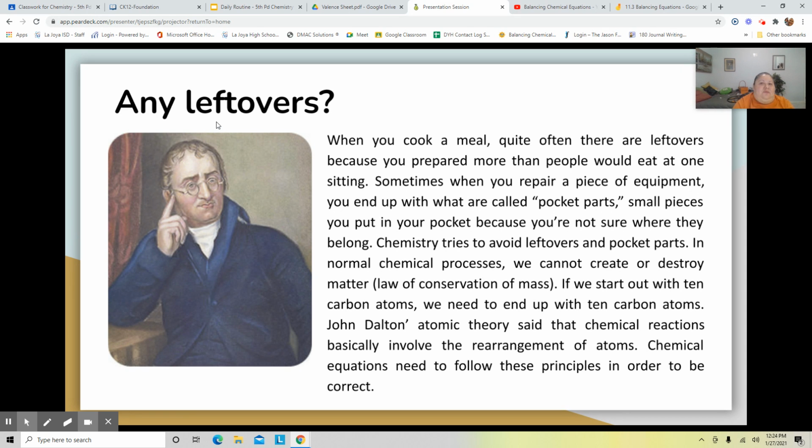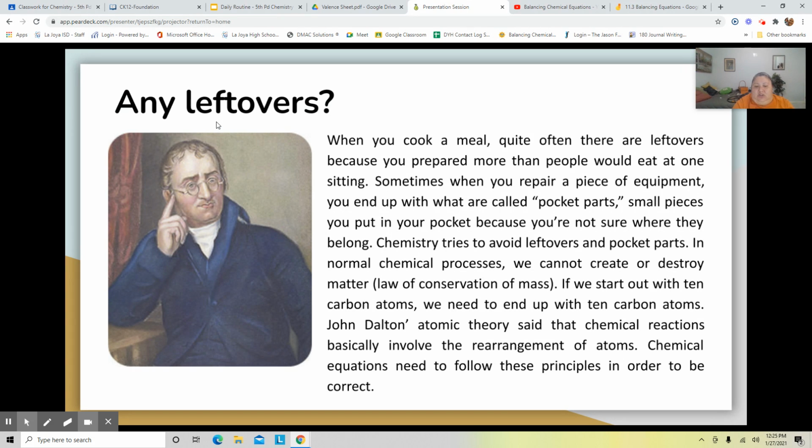First off, why? Well, because of the law of conservation of mass. The law of conservation of mass states that we cannot create or destroy matter. It can only be rearranged. So, if you start with 3 atoms of hydrogen, you need to have 3 atoms of hydrogen at the end. If you have 1 carbon, you need to end with 1 carbon. Atoms don't disappear into thin air. They must be accounted for.